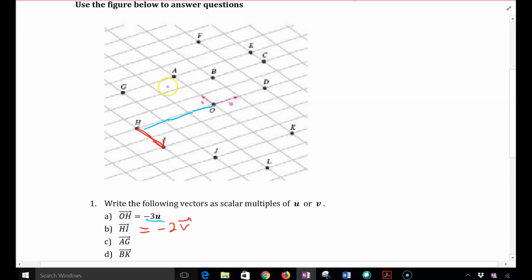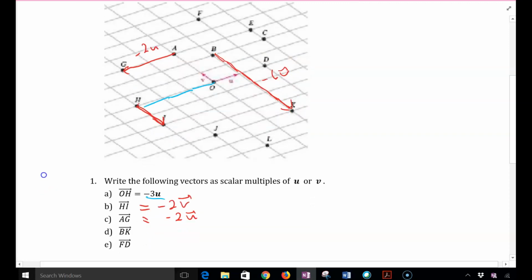A to G, we're going 2 units, all right, opposite the vector u. So this will be negative 2u. B to K, we're going 1, 2, 3, 4, 5, 6. So we're taking the vector v and going 6 steps in the opposite direction. So negative 6 times the vector v.